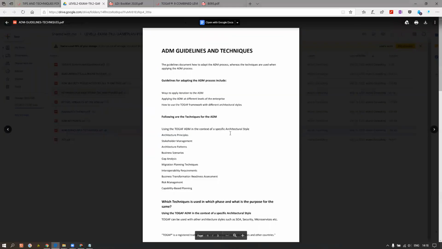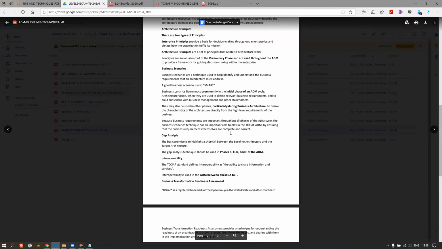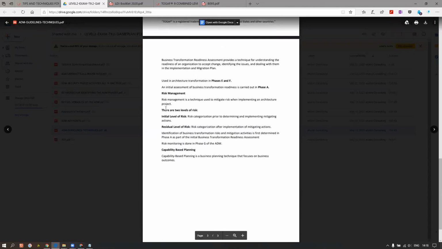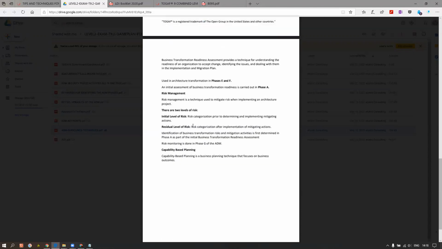ADM guidelines and techniques: what are the keywords? If it's a risk management question, go to business scenarios, risk management. For risk management, the keywords are initial level of risk and residual level of risk. Both of them you have to mitigate. If you can get that kind of thing correct, then you're on the right line.